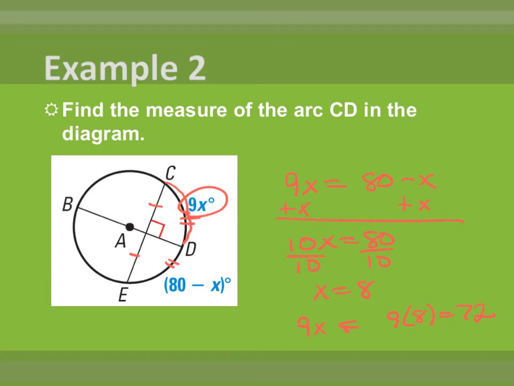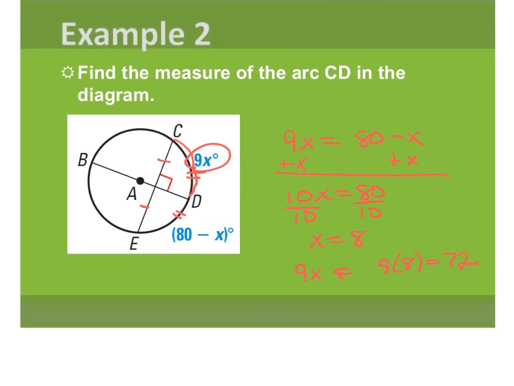Now, if you wanted to confirm, remember that these two arcs, ED and CD, are congruent, so you could double check it and plug it in here to make sure that you do get 72. So if I do 80 minus 8, I get 72 also. So that's just a way to double check that you did get the right measurement. So the answer here is 72 degrees.